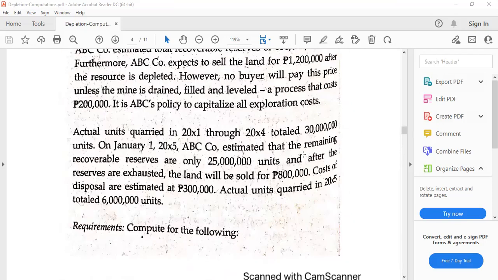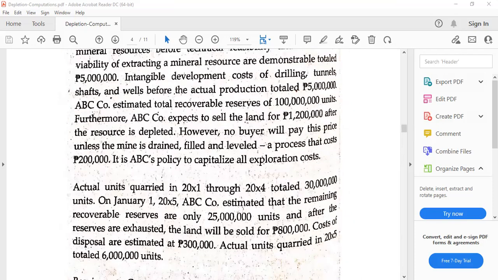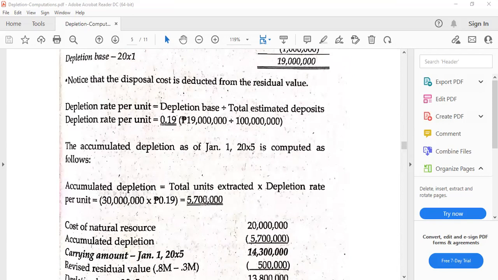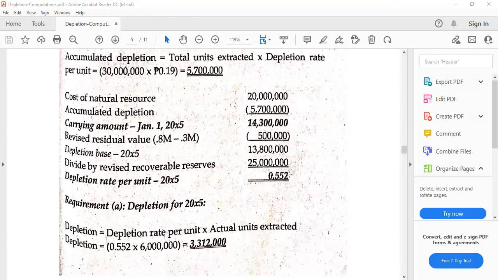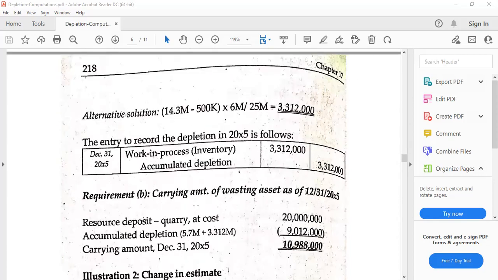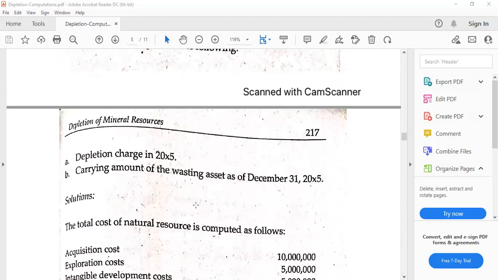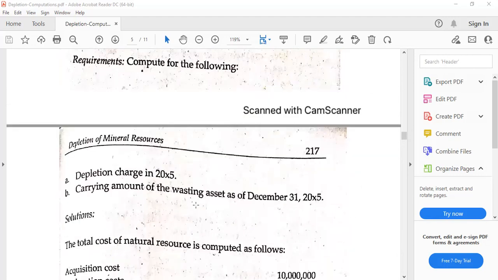And let's go back once again. The 30 million actual units quarried from 20x1 through 20x4, we are going to get 5,700,000 accumulated depletion, so that the carrying amount at January 1, 20x5 would be 14,300,000. Then we are going to compute the revised depletion rate per unit at the beginning of 20x5, since the requirement would be depletion for 20x5 and the carrying amount at the end of that year. So that's the point of doing this, because we have to compute the cost update and the carrying value update at the beginning of 20x5 to properly compute the two.